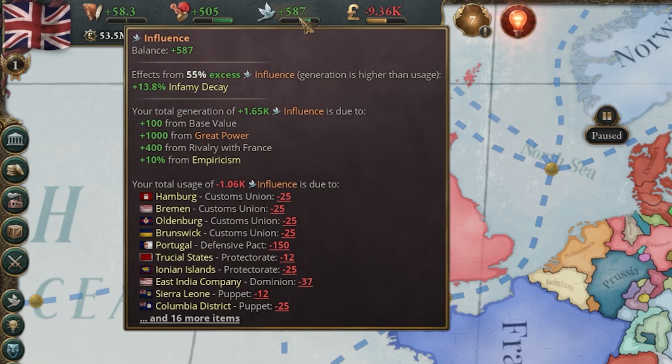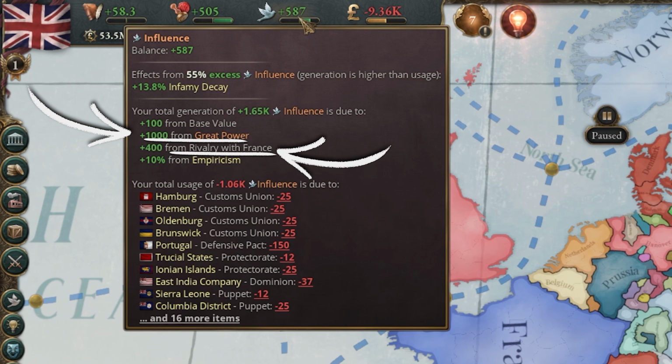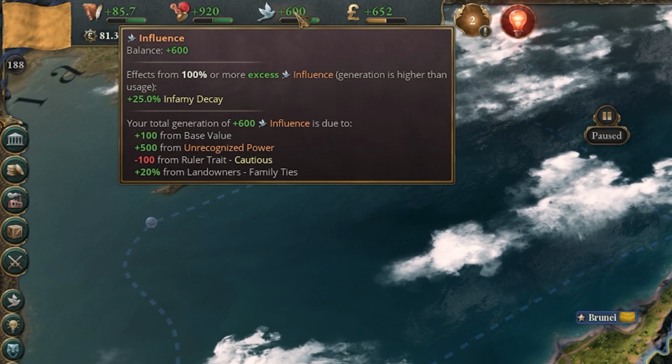Influence is a representation of your country's ability to engage in sustained diplomacy. Influence is primarily generated by your country's rank and the rank of countries you have rivalries with. For example, Great Britain might have an easier time performing diplomatic actions all around the world than, say, Brunei. You might be forced to be a lot more selective with your diplomacy as a smaller country, so choose carefully.